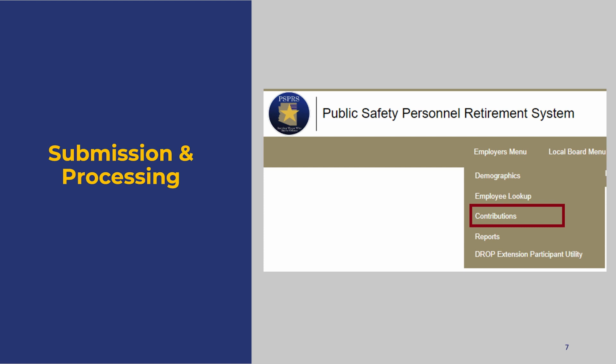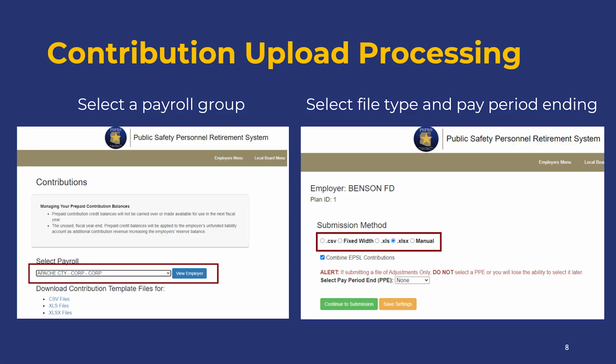But we also provide a very important part to this, which is a step-by-step tutorial for you to use. They are located on our public website. It's under the PSPRS website under Employer and Local Boards. And then from there under Contribution Rates and Reporting is where you'll find all the step-by-step tutorials you'll need to be successful. And then the uploading portion of it, once you've selected your employer name and the plan, you'll click View Employer.